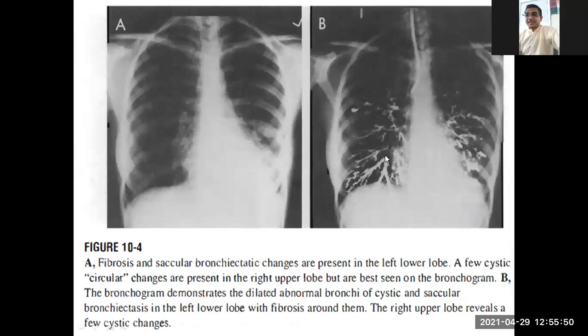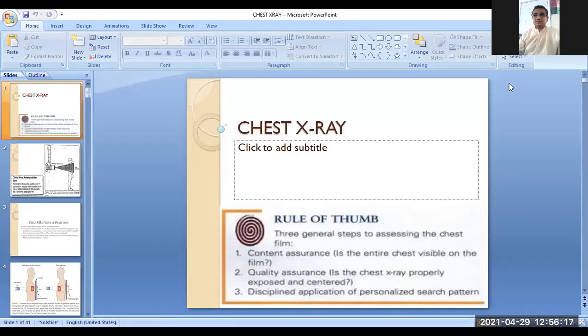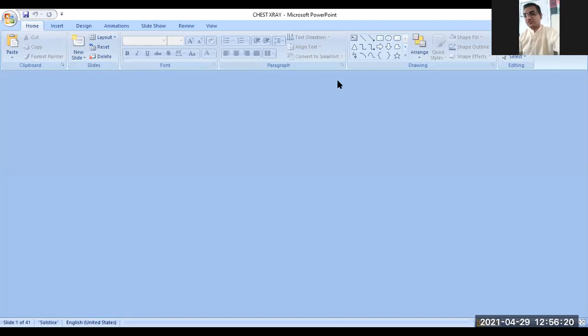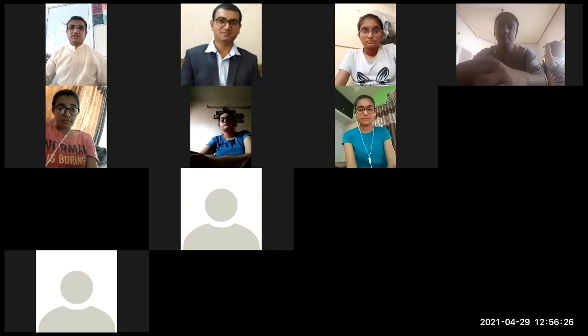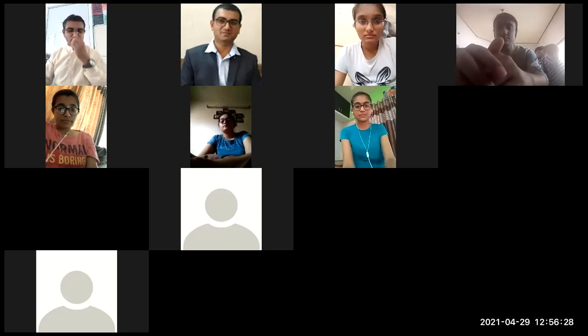This is a typical picture of bronchiectasis. Cystic and saccular bronchiectasis. You can see the bronchioles are very dilated. Bronchioles are very dilated. So you see how it is calcified also, a circular pattern. It may go on to fibrosis some time. This is bronchiectasis. Okay, and this is the end of our X-ray.